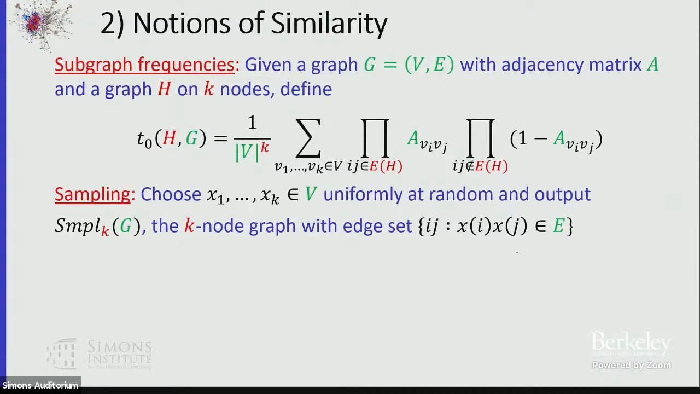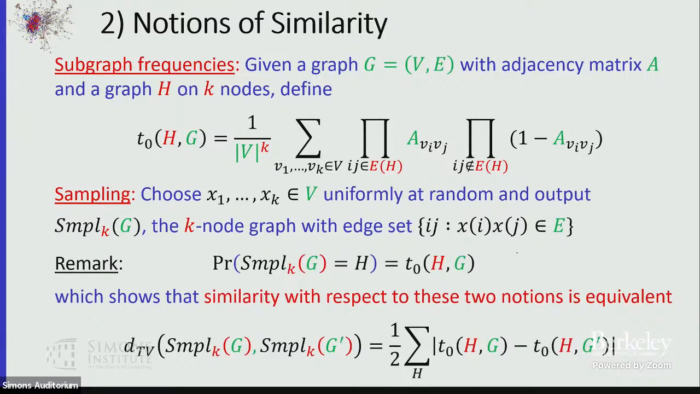Okay. And then we define sampling very similarly. We choose x1 up to xk uniformly at random, and we output the sampled subgraph. And they're actually similar in a very precise way. You can just look at the probability of seeing a particular graph. Well, it's the number of times you see it divided by the number of maps, which is just that. Okay. So as a consequence, if you want to know whether these distributions are similar or these numbers are similar, there's a very simple one-to-one correspondence. The total variation distance between the two distributions, I'm using a slight abuse of notation, I mean the total variation distance of these two variables, is nothing but 1/2 the L1 distance. Okay. So at least two of these notions are equivalent.